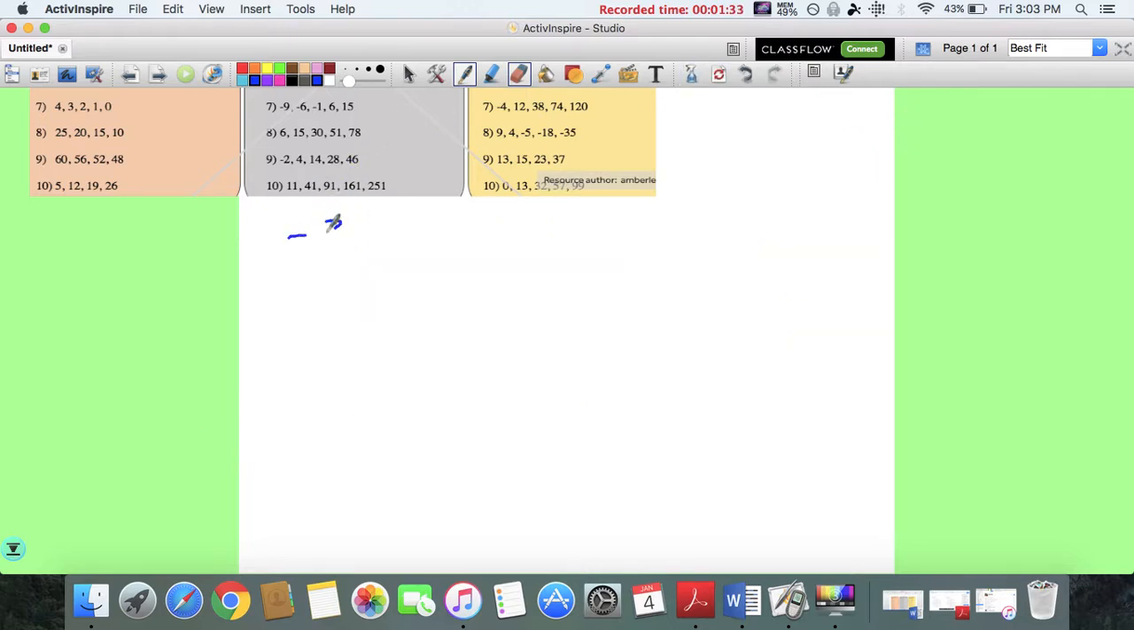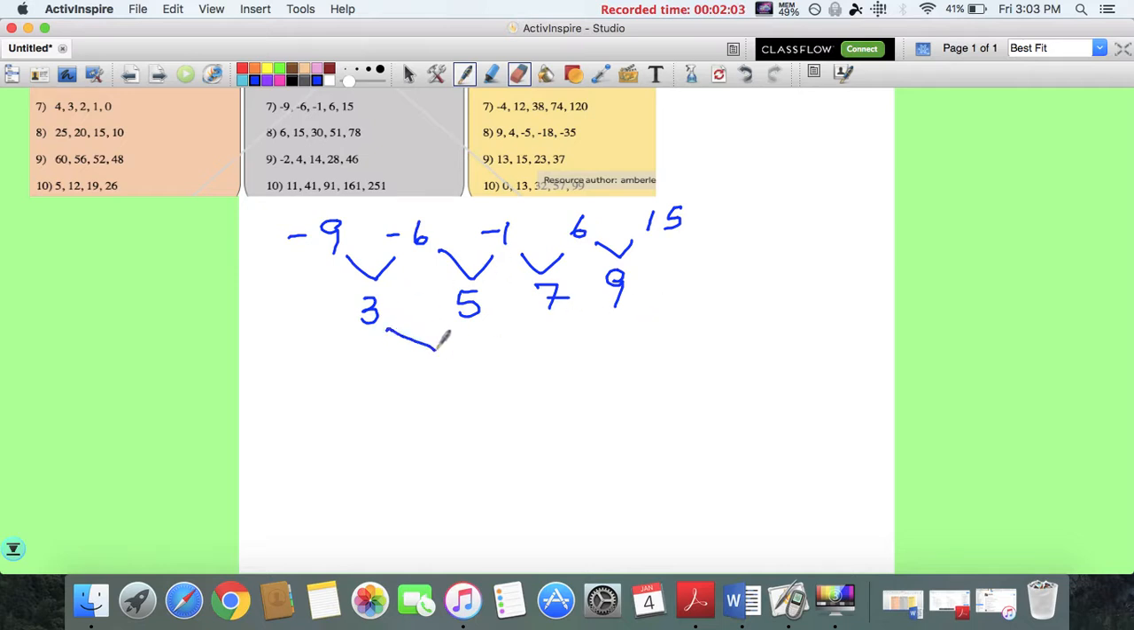Next sequence: -9, -6, -1, 6, and is that 15? Seems odd. So what is this? The differences are 3, plus 5, plus 7, and then this is going to be plus 9. Okay, it's not a linear sequence anymore, right? They're not the same, so it's not going up by the same amount. So it's definitely a quadratic.